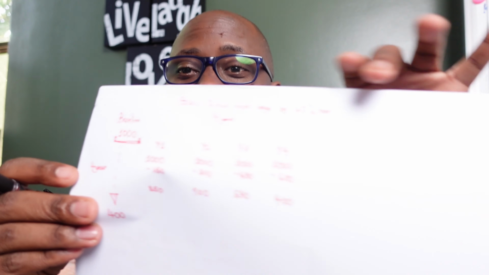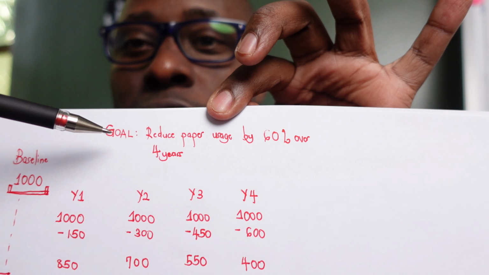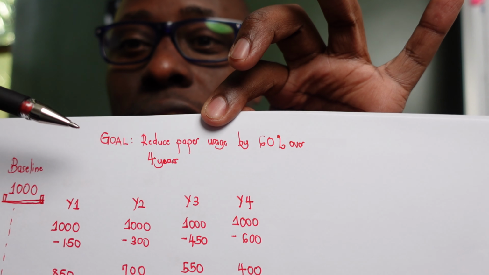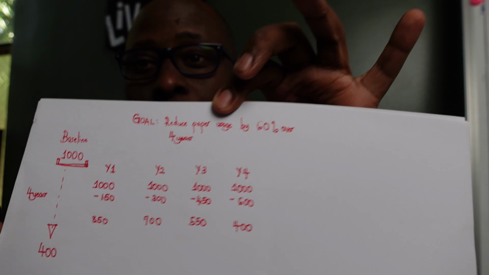In this example, I'm looking at someone choosing a goal of reducing paper usage by 60% over a period of 4 years. As you can see, I've already done the math for you. So it's a goal of reducing over that. Okay, I wonder if the reflection is actually working. Okay, that's fine. All right.